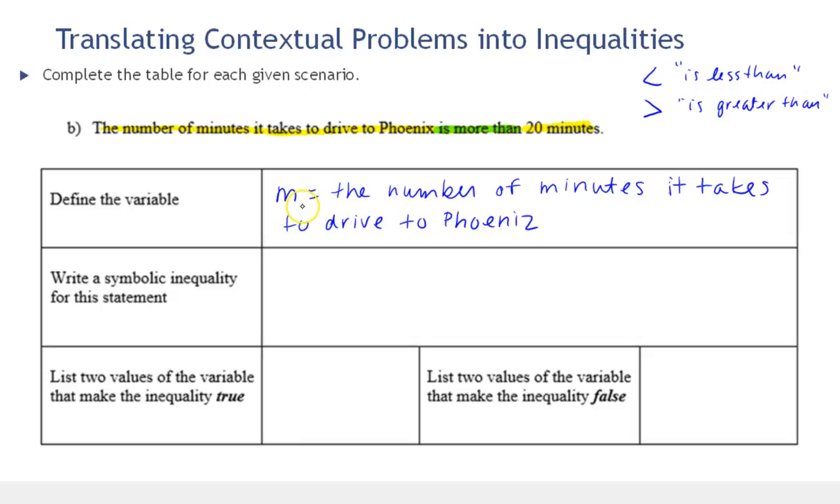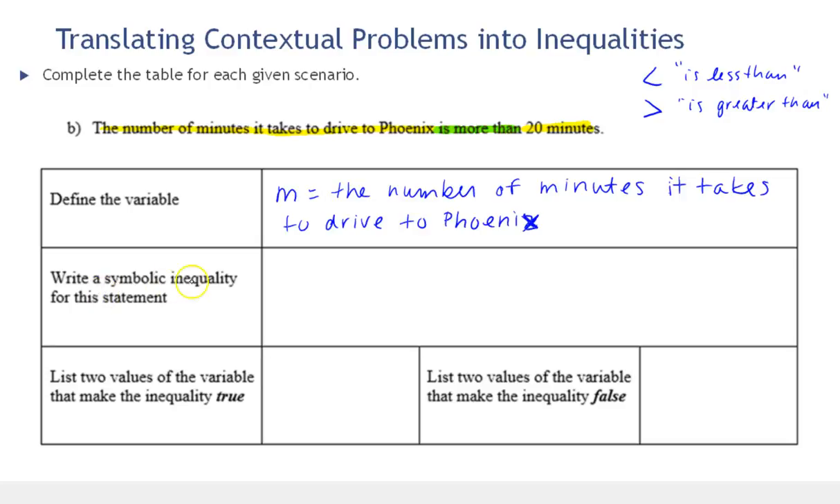And even if you just put M equals number of minutes, is it the number of minutes to bake a cake, to watch a TV show? You really want to include all of it. And I just ended Phoenix with a Z, sorry. You really want to be specific so you know what your variable defines.